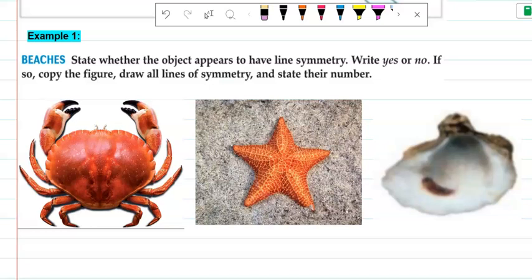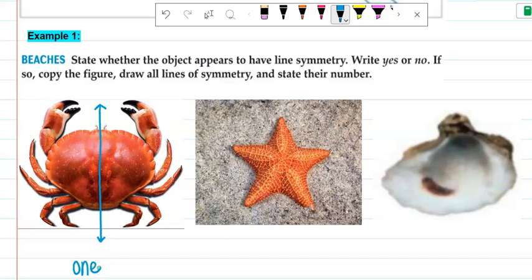So for this first one, this crab, there are a lot of details, so we have to take into account all of the different parts of the crab. We have claws on both sides, and 4 legs. I know the markings are probably not exactly the same, but for the overall shape of the crab, we could draw a line right down the middle. If we folded the right side of the crab to the left, or the left to the right, they would match up perfectly. So this would be one line of symmetry.